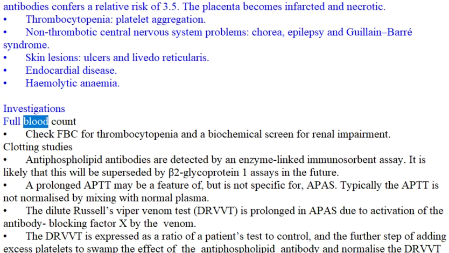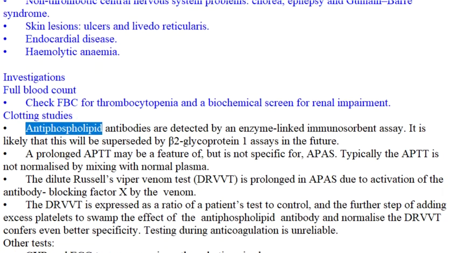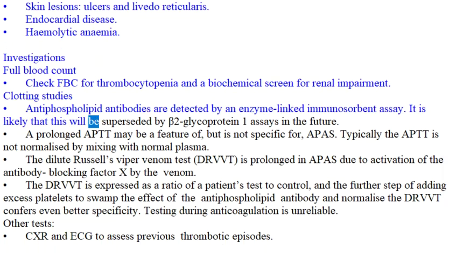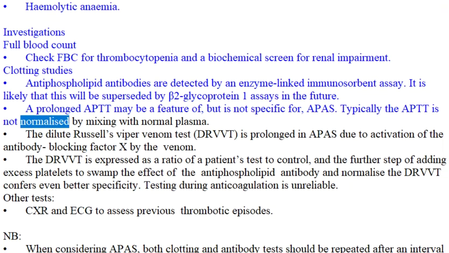Investigations. Full blood count. Check FBC for thrombocytopenia and a biochemical screen for renal impairment. Clotting studies. Antiphospholipid antibodies are detected by an enzyme-linked immunosorbent assay. It is likely that this will be superseded by beta-2-glycoprotein 1 assays in the future. A prolonged APTT may be a feature of, but is not specific for, APAS. Typically the APTT is not normalized by mixing with normal plasma.